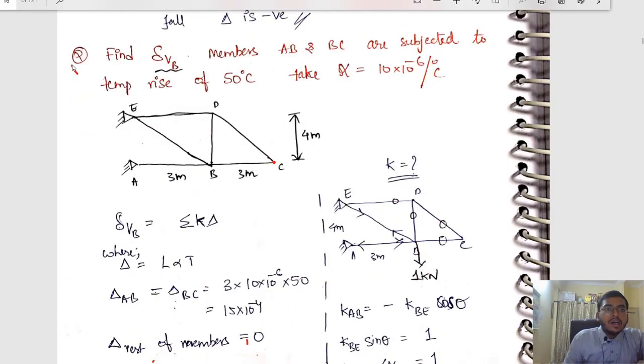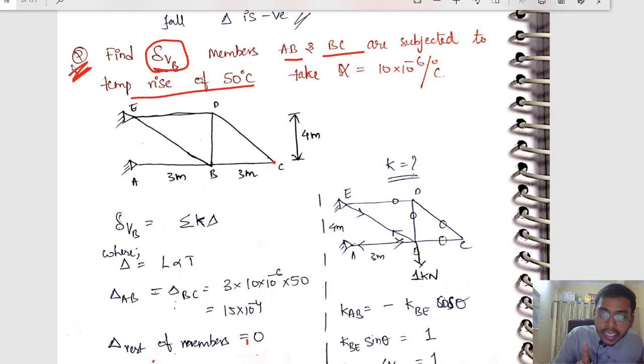Now let us end this module quickly by solving this problem. We have to find the vertical deflection at joint B, and two members AB and BC are subjected to a temperature rise of 50 degrees. This clearly means only two members have been subjected to temperature rise, and in the remaining members there is no change in temperature. Alpha value is 10 into 10 to the power of minus 6 per degree centigrade.